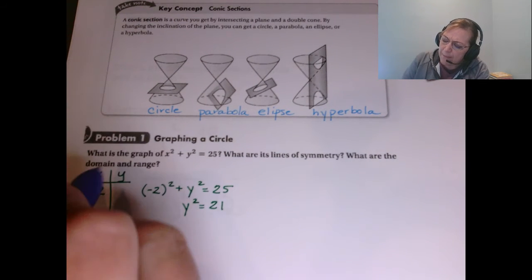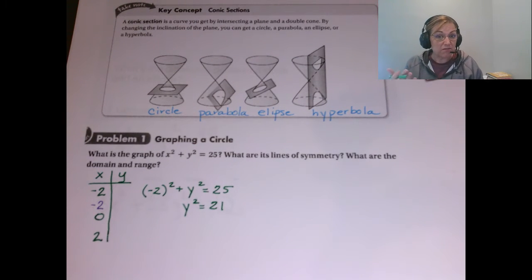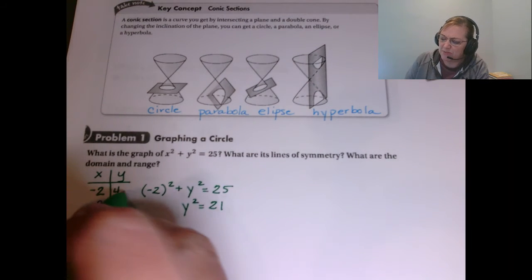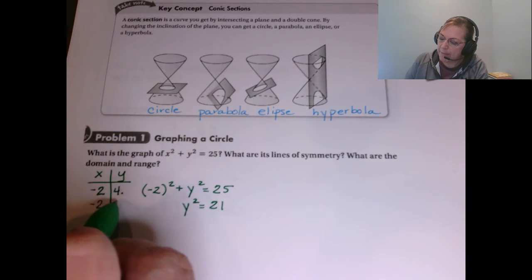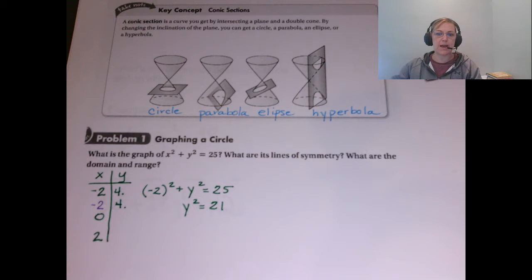Now the negative and positive square root of 21, those are a little bit bigger than 4. You can type that in your calculator and get an approximate value. So 4 point some stuff. It's a little bit bigger than 4, but it's about 4.